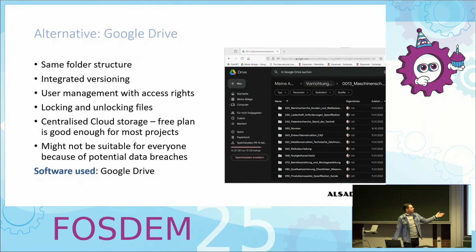Alternatively, use Google Drive if you don't care about your files being leaked. I'm not saying this is a negative thing. If you have files that you don't care about if they get leaked, use Google Drive. It's very easy to use.